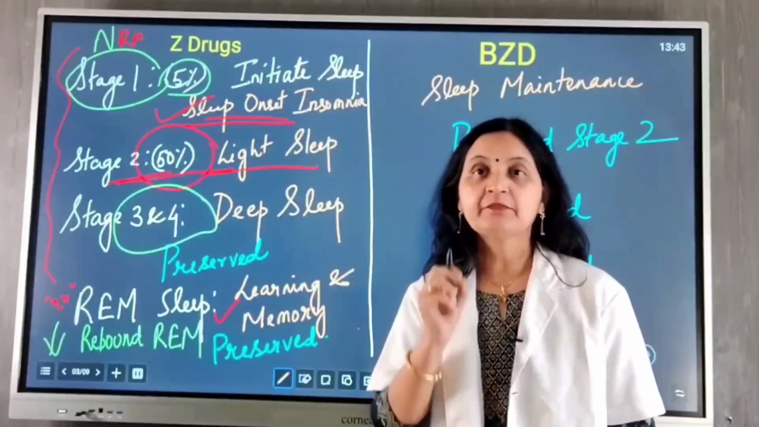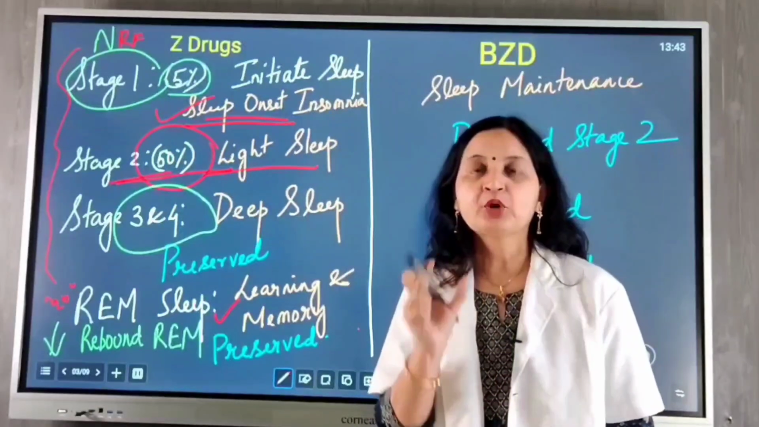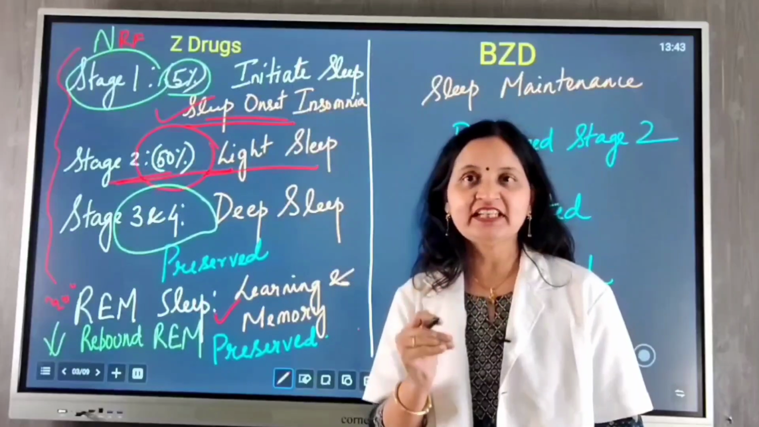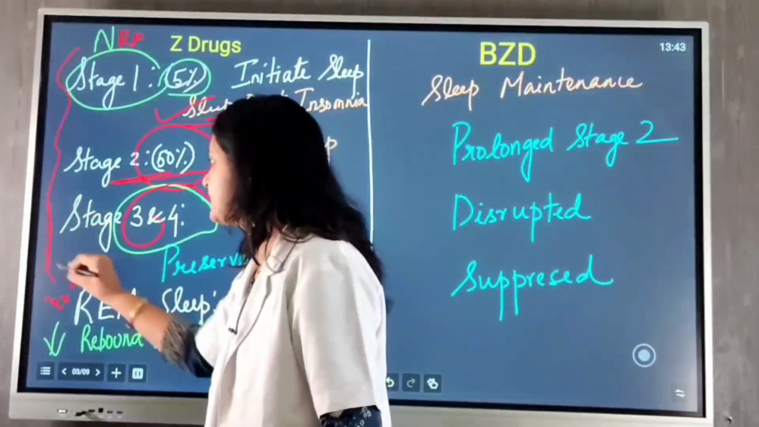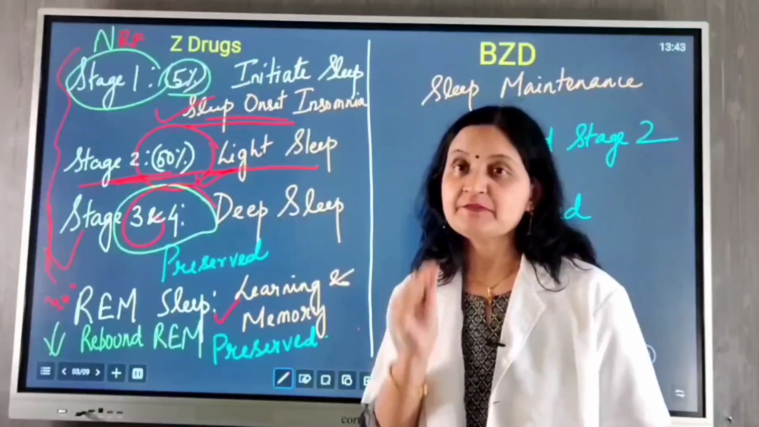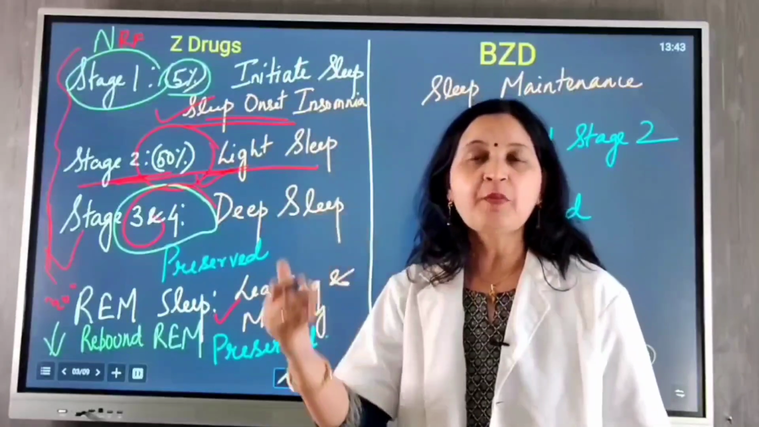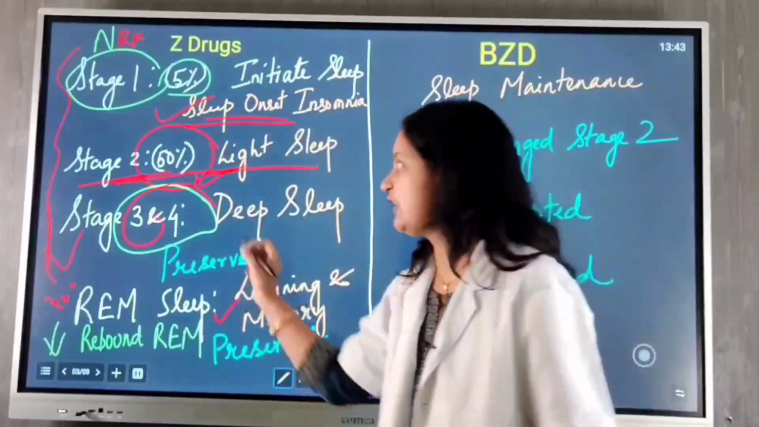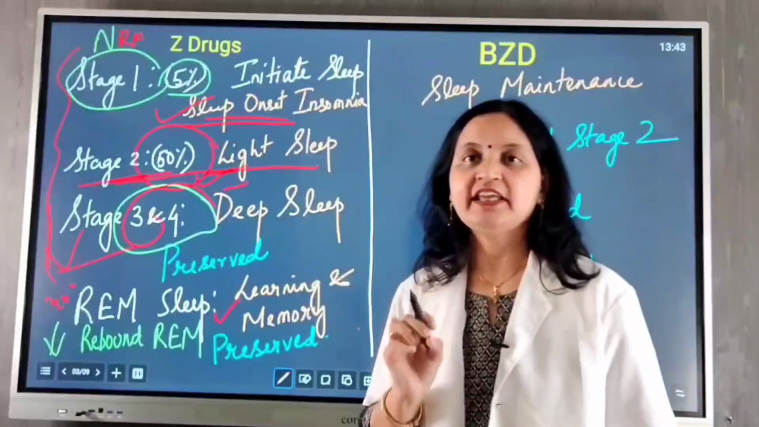Now, to be noted that most sedatives and hypnotics such as benzodiazepines and barbiturates prolong stage 2 and they suppress stage 3 and 4, which is deep sleep. So deep sleep is suppressed and stage 2 is prolonged by most sedatives and hypnotics, particularly benzodiazepines and barbiturates. Now for Z group of drugs, the advantage is that they have minimal action on stage 2 and minimal suppressive effect on stage 3 and 4.